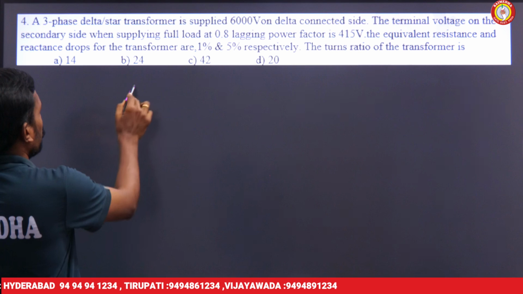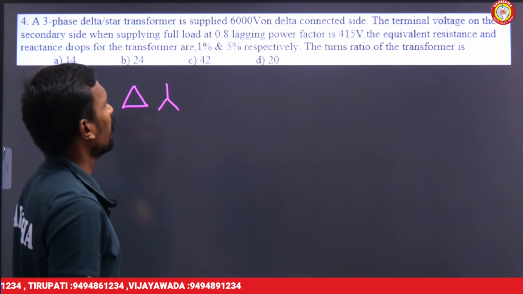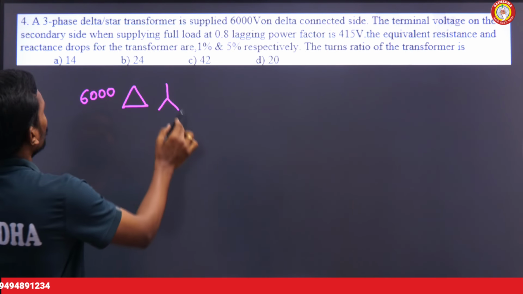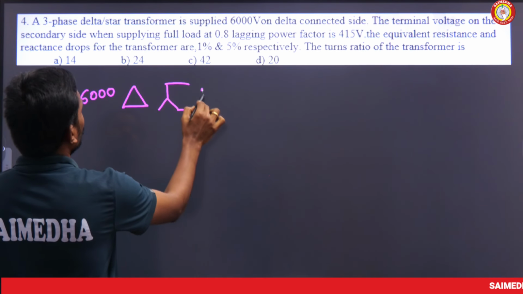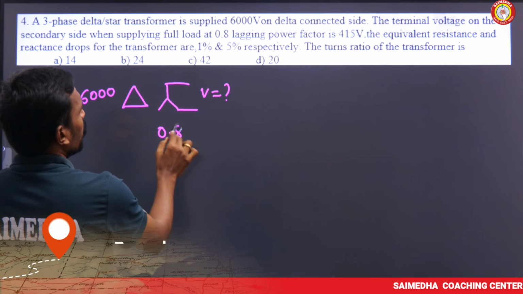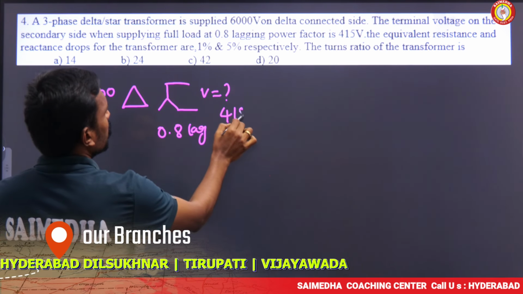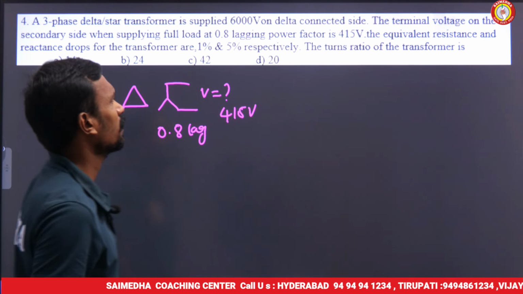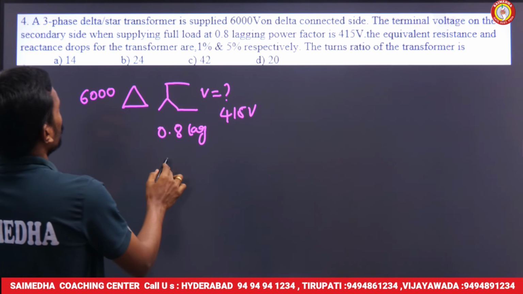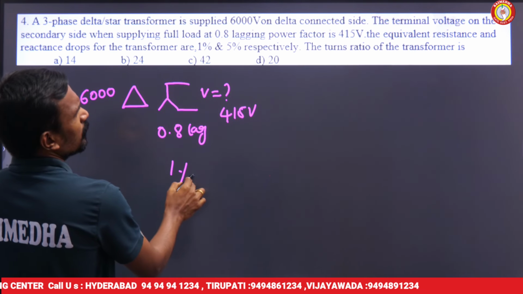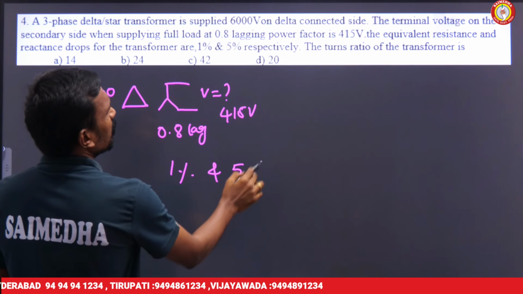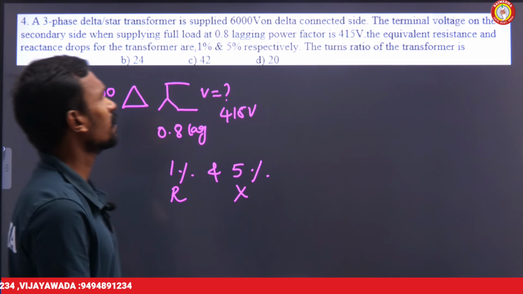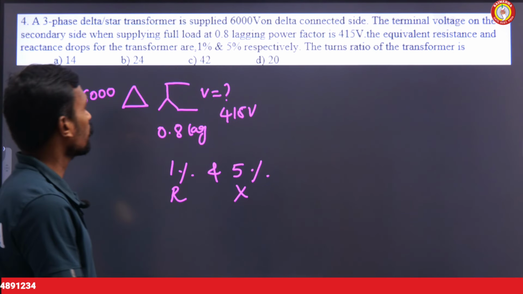A 3-phase delta star transformer is supplied at 6000 on delta. The terminal voltage on the secondary side is 415 volts at 0.8 lagging power factor. The equivalent resistance drop for the transformer is 1% and reactance 5%. This is percentage resistance, this is percentage reactance. The turns ratio of the transformer is what they are asking.